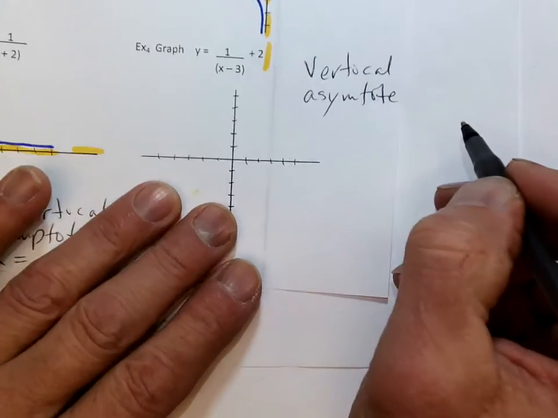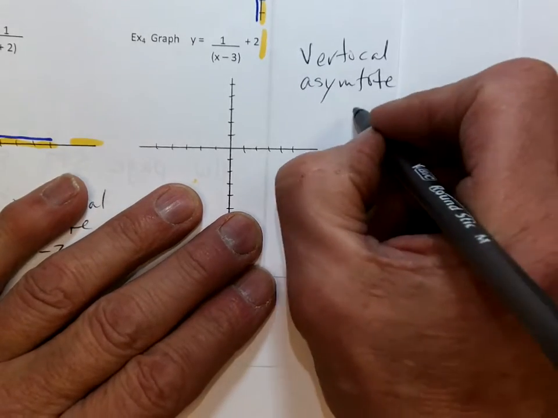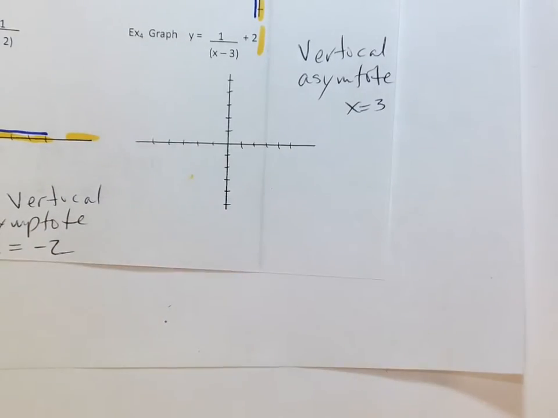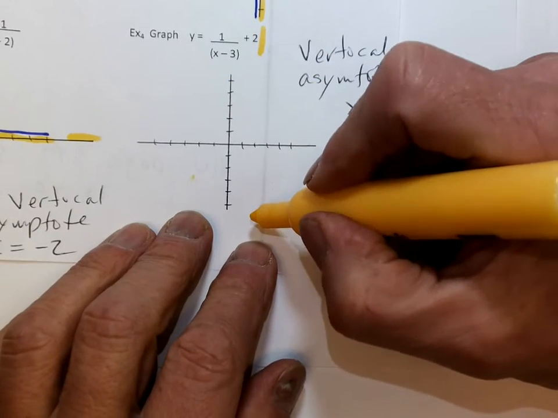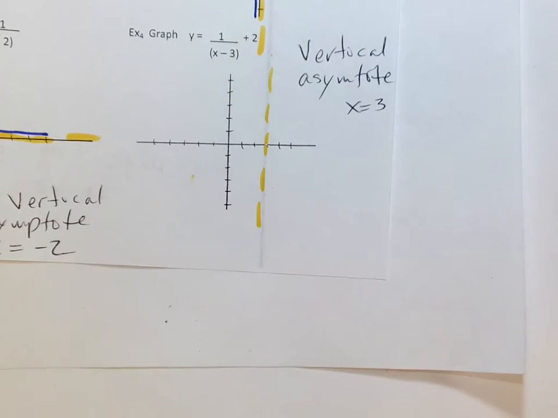Okay, at 3. Okay, you guys agree? At x equals 3. It has to be at 3. So I put in my vertical asymptote, right? Now remember, these are not part of the graph. It's just boundary lines. Does that make sense? They're just boundary lines. So let's graph it and see what we get.